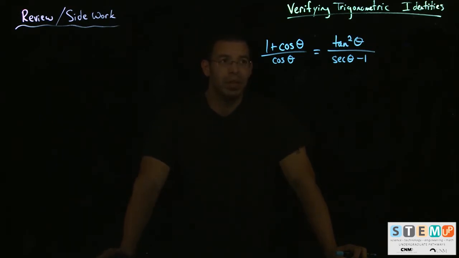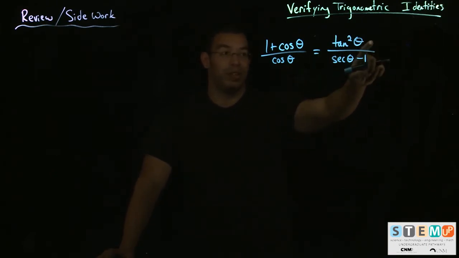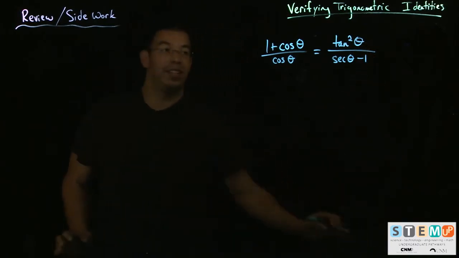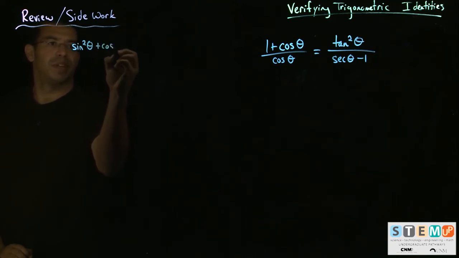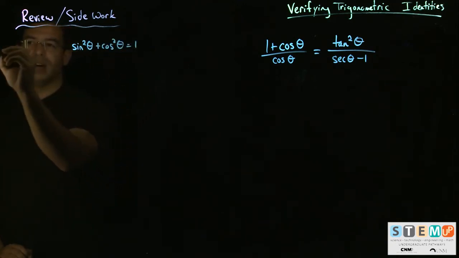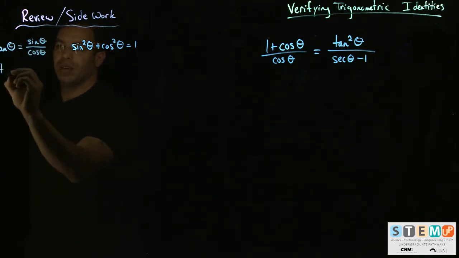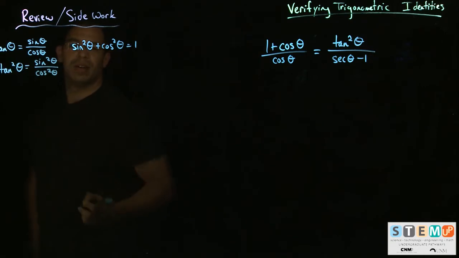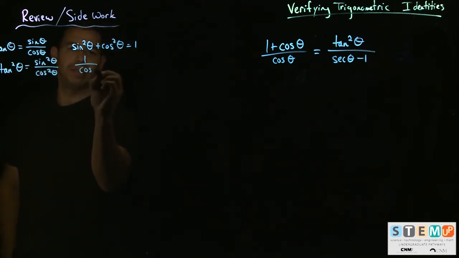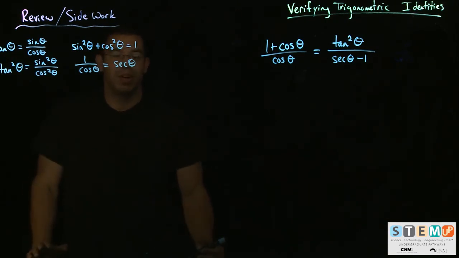For this problem, really there's not too much that we need. In order to show that 1 plus cosine of theta divided by cosine of theta is exactly the same as tangent squared divided by secant theta minus 1, we just need a few things. You need to remember that sine squared plus cosine squared is 1. That tangent theta is sine theta over cosine theta, and so tangent squared is sine squared divided by cosine squared. And that 1 over cosine is equal to secant theta. And really that's it for the trig that we have to remember. The rest of it's just algebra.